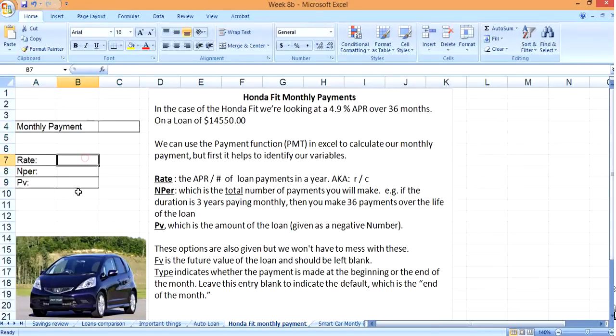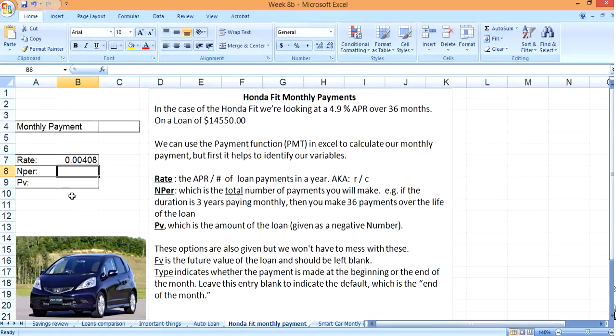So the interest rate in this case is going to be R divided by C. It's going to be the APR divided by the number of loan payments we're going to make in a year. Now, 99.99% of the time, the loan payments that you're going to come across are going to be monthly, where 12 times a year you're going to make monthly payments. So to get this rate, we're going to do equal to 0.049 divided by 12. So that's going to be our interest rate, 0.049 divided by 12.